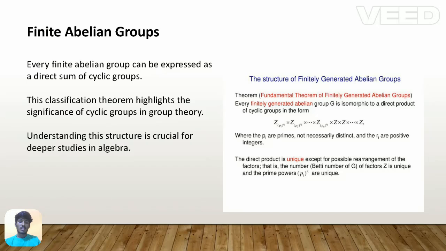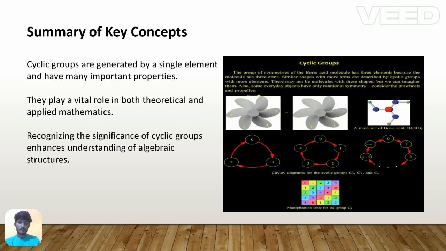The structure of finitely generated abelian groups. Theorem: Fundamental theorem of finitely generated abelian groups. Every finitely generated abelian group G is isomorphic to a direct product of cyclic groups in the form, where the p are primes, not necessarily distinct, and the r are positive integers.